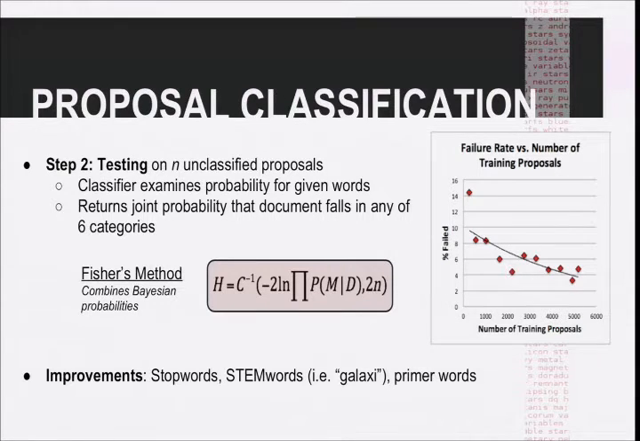We also use primer words. Before we even begin training, we prime the program by saying, these are words you might expect to find in this category. For example, hot Jupiters would be found in planets. So we can guide it as it trains to get even better results.